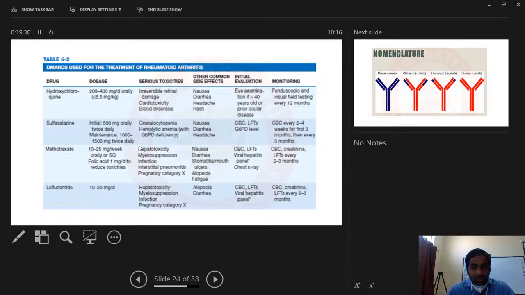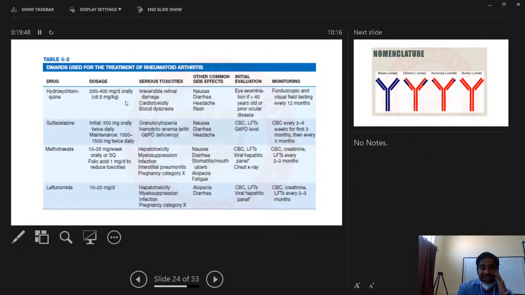So what are the DMARDs, the disease modifying anti-rheumatoid drugs, which are used for the treatment? These are hydroxychloroquine, more commonly used, HCQ. Dosage is around 200 to 400 milligrams per day orally.